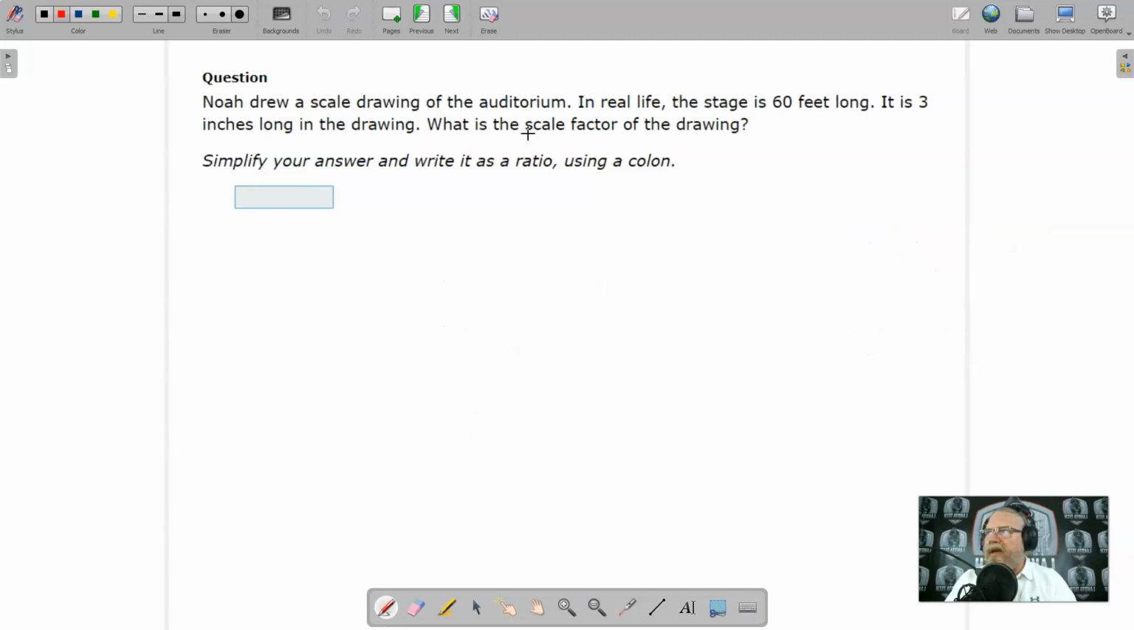Noah drew a scale drawing of the auditorium. In real life, the stage is 60 feet long. It is 3 inches long in the drawing. What is the scale factor of the drawing? So we have 3 inches, always use the smaller size first, is equal to 60 feet. But we need to get 60 feet to inches, correct? We want both measurements in inches. Well, 1 foot equals 12 inches.